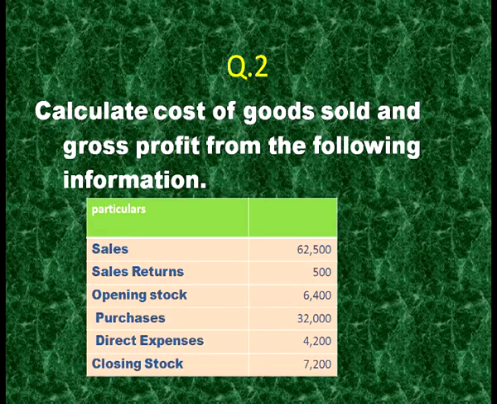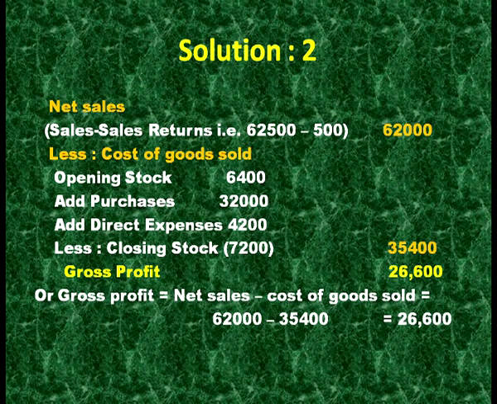Next is calculate cost of goods sold and gross profit from the following. The given items are sales, sales returns, opening stock, purchases, direct expenses and closing stock. How to calculate net sales? You subtract sales returns from sales, you get your net sales. From that you subtract your cost of goods sold. That gives you 26,600, that is your gross profit.